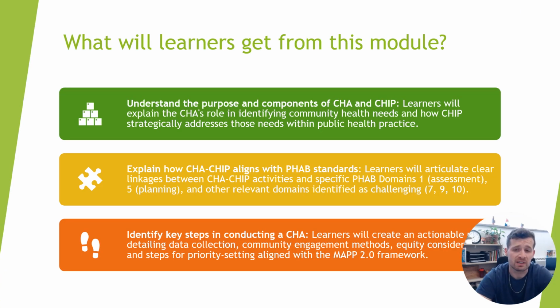So what will learners get from this module? First, they'll come to understand the purpose and the components of the CHA and the CHIP. So they'll be able to explain the role of CHA in identifying the community's health needs and how CHIP strategically addresses those needs. They'll also be able to explain how CHA-CHIP aligns with PHAB standards. So here we're going to focus on the PHAB domains 1, 5, 7, 9, and 10. It will become more evident as we go through it why we did it that way.